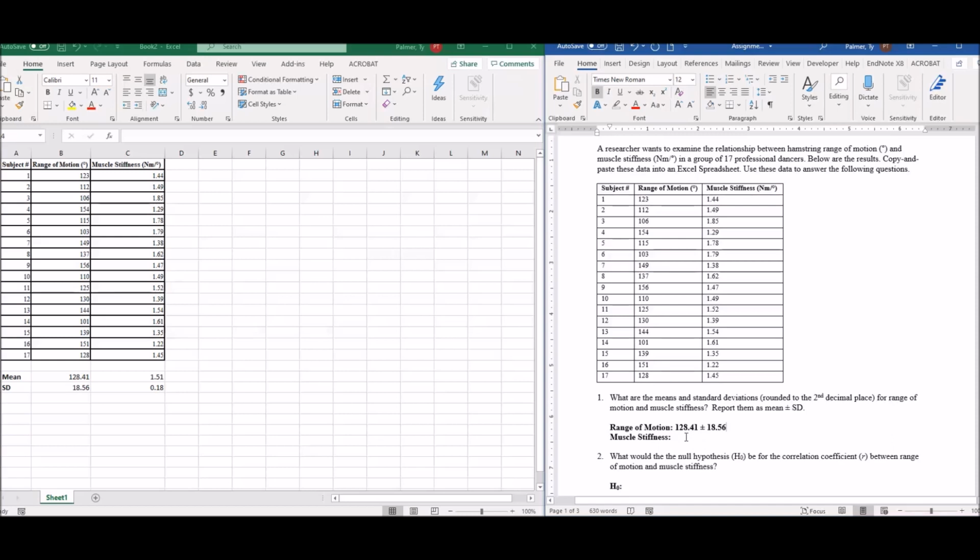Remember, range of motion is measured in degrees. And I'm going to cheat here too. I'm going to go ahead and pull this from our table. But yeah, it's always good to get in a habit of including the units when you report mean plus or minus standard deviation. So you can include the units right after the mean plus or minus standard deviation. So I'm going to include degrees right here, right at the end of the standard deviation, to help indicate my units.